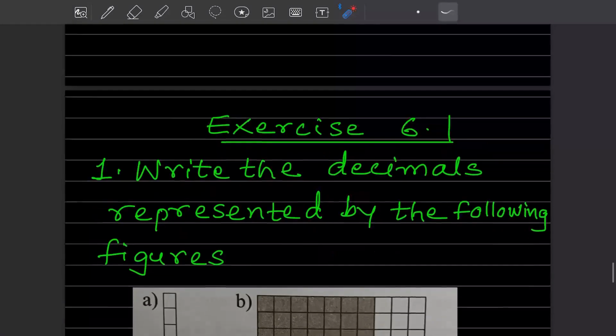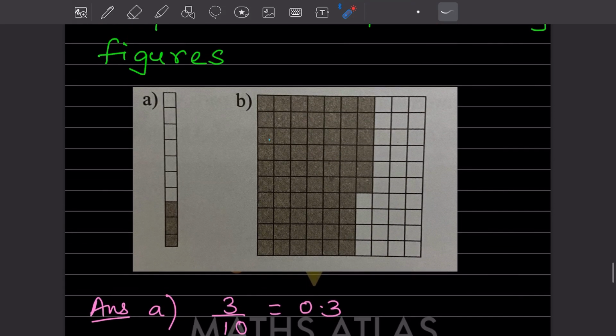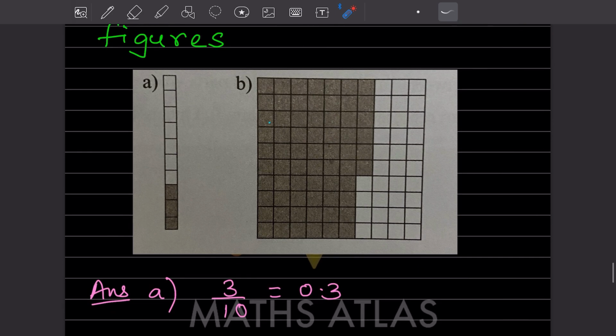Now we'll go for the exercise. Write the decimal represented by the following figures. Now this figure is given. What we have to do is first count the boxes: 1, 2, 3, 4, 5, 6, 7, 8, 9, 10. The total is 10. This is the total number of boxes, so that goes in the denominator.